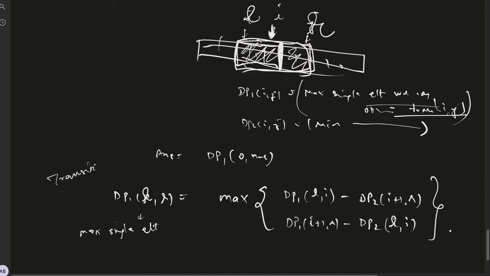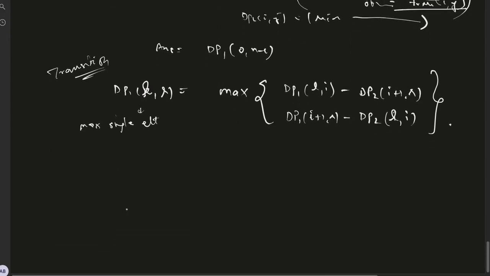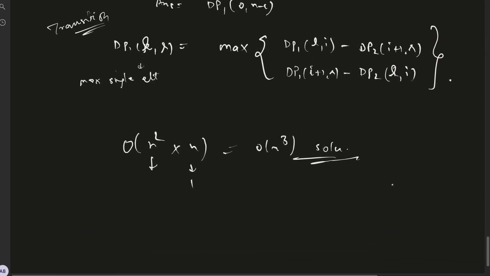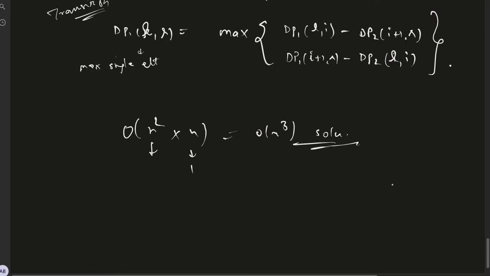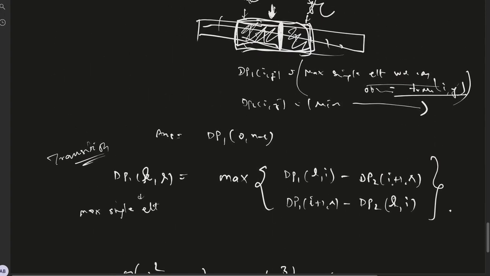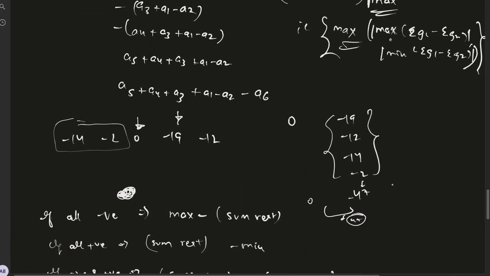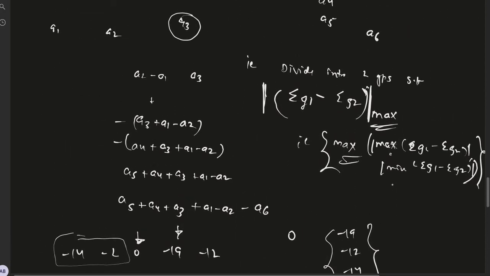But the problem with this is that the number of states is order of n squared, and these are the number of transitions per state, n. So it is an order of n cube solution, which obviously won't pass. I couldn't think of a better optimization in terms of DP, so I tried to think about an observation based technique.